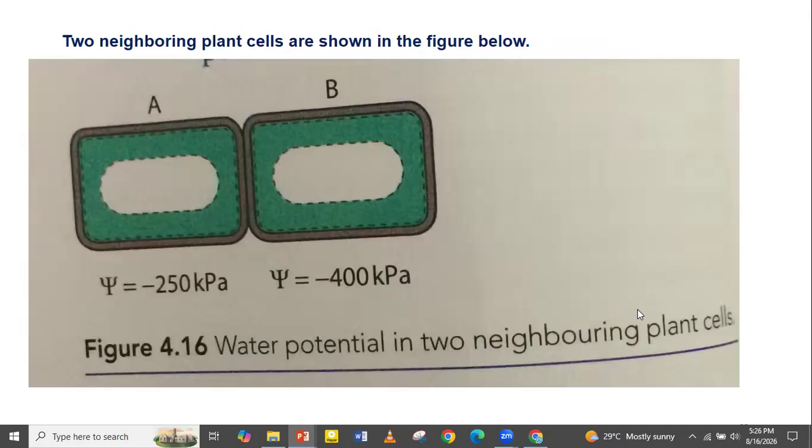Let's look at this question. We have two neighboring plant cells shown, plant cell A and plant cell B, and these two cells have different water potentials. The question is, which plant cell has the highest water potential? If those cells are neighboring each other, which of the two cells will lose water to the other? We are going to have net movement of water from which cell to which cell?